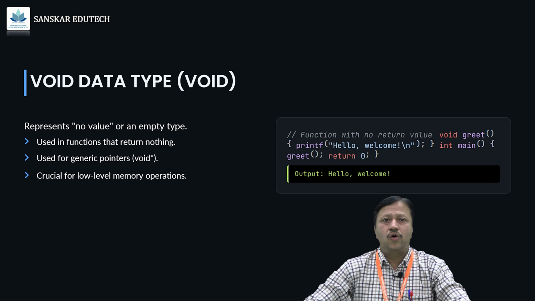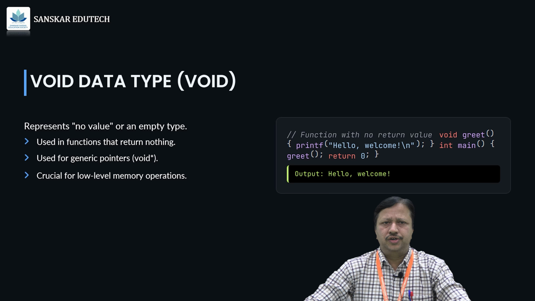So next type is the void data type. It represents no value or empty type. It is used in functions that do not return any value. It can also be used for generic pointers, void star, in memory operations. Let's see the example of the void data type.